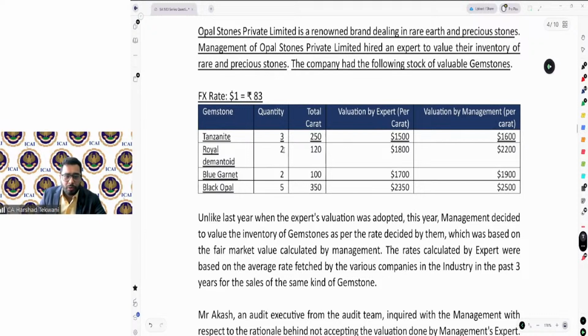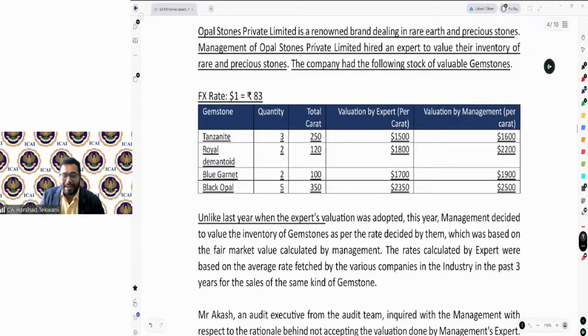Royal Demetoid, total quantity 2, total carat value 120. Again, valuation by expert was 1800, but the management valued at 2200 per carat. Blue garnet, 2 quantities were available. Total carat value for 2 quantities was 100 carats. Valuation by expert 1700 and valuation by management 1900. Black opal, 5 quantities were available. Total carat value of 350 carats. Valuation by expert per carat was 2350 and valuation by management was 2500 US dollars per carat.